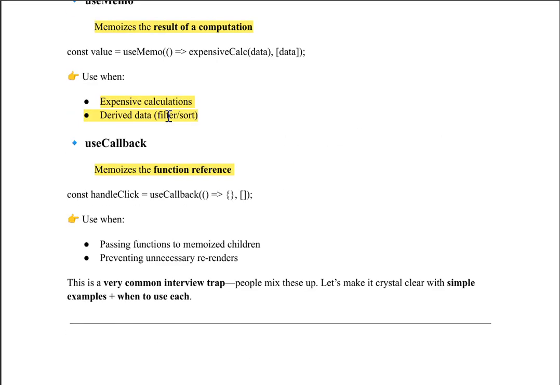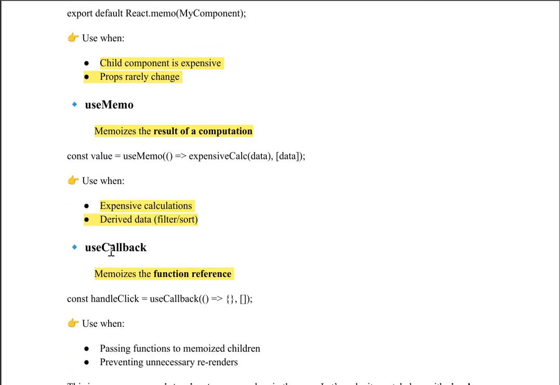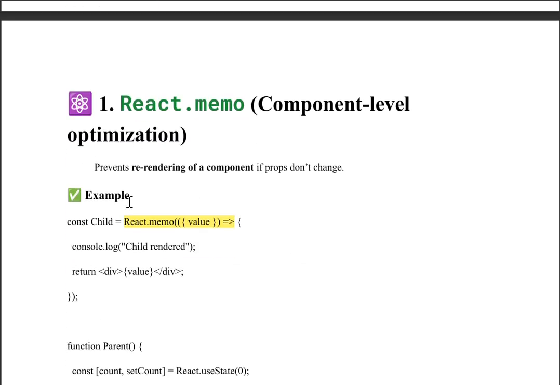Okay, if we remember, React.memo is for child components, to prevent re-render if props don't change. useMemo is used to memoize the result of expensive calculations. useCallback is used for memoizing the function reference. So React.memo is for memoizing the component. It prevents re-rendering of a component if props don't change.